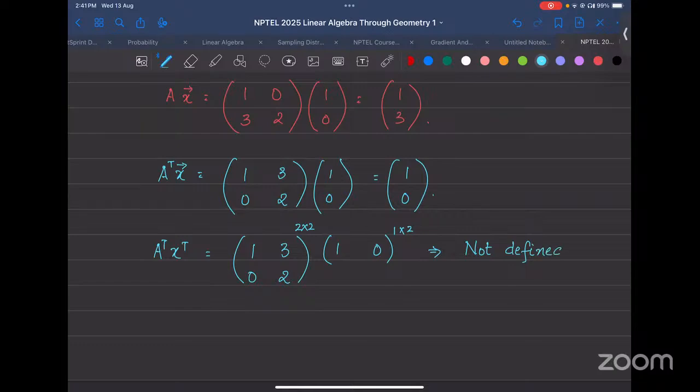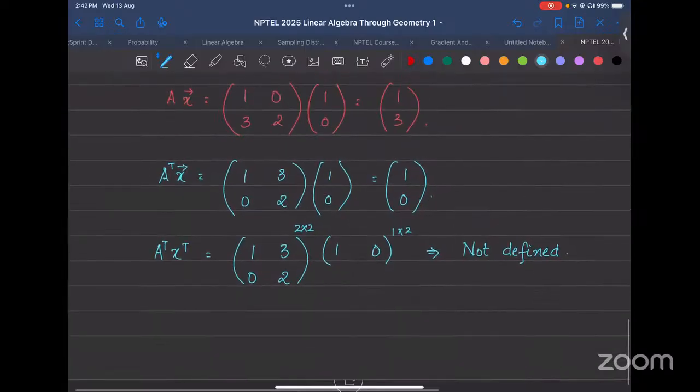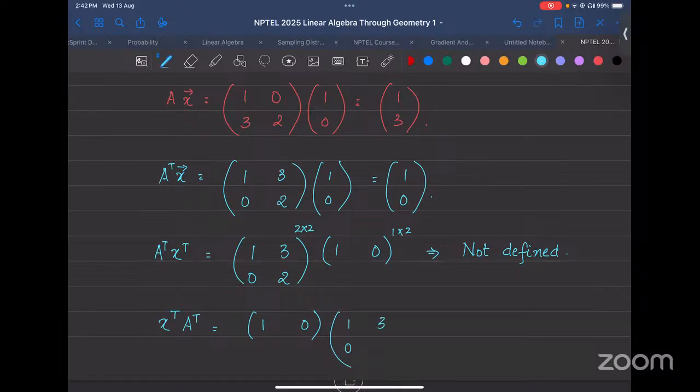Yes, sir. Because the condition is the number of columns in A transpose and the number of rows in X transpose must be the same. Here you have two columns and there you have one row. This is not possible. However, you could actually do this. You can take X transpose A transpose. If you take X transpose A transpose, this is basically 1, 0. There are two columns in X transpose, and there are two rows here. So you have 1, 0, 3, 2.